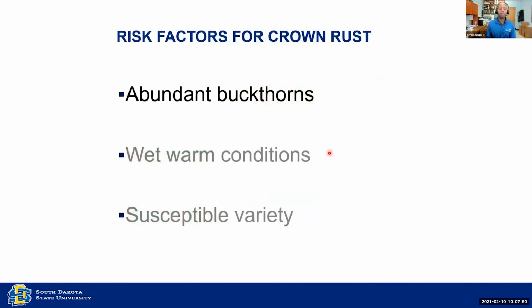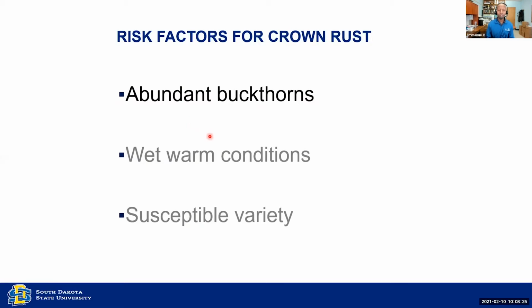So as I mentioned, the risk factors include buckthorns. We do see a lot of buckthorns in the eastern part of the state. These are shrubs near shelter belts, and I see them all over the place. But as you go west, I don't see these buckthorns a lot. So maybe that may explain why we see a lot of disease pressure of crown rust on oats in the eastern part of the state compared to the west, partly because we don't have a lot of buckthorns going that direction.